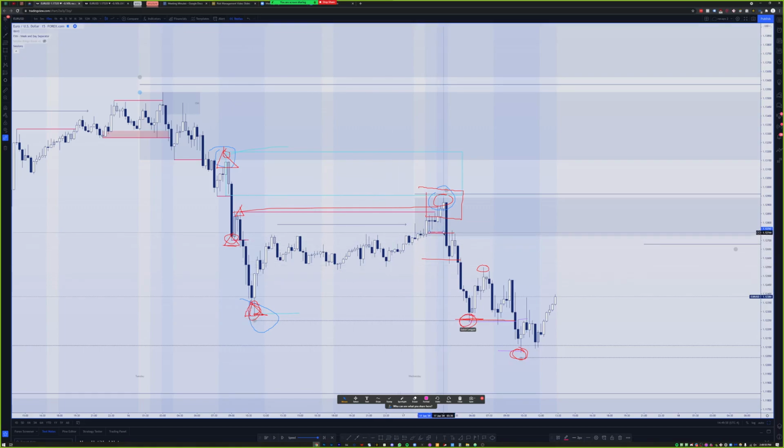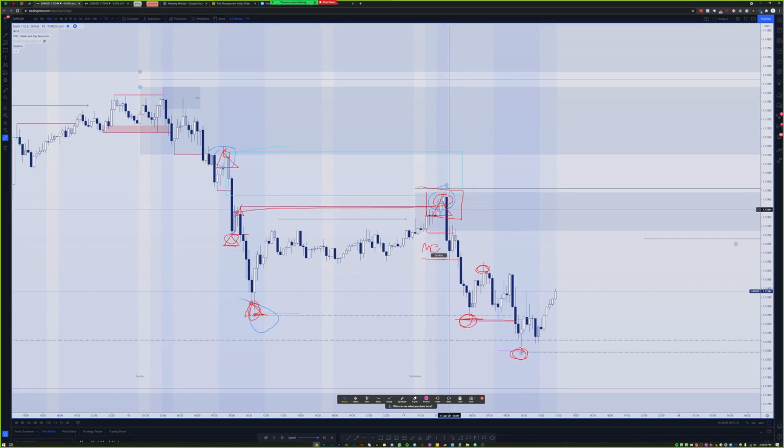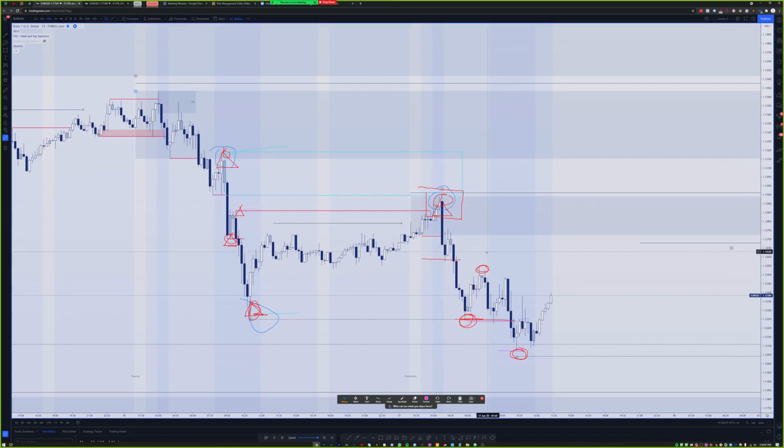Somebody else marked out this. You could either mark out this low or this one, and then we get a pullback. We don't really pull back all the way to this right away, but we essentially get a change of character up here. I'm gonna clear it again, and let's keep on marking them out.